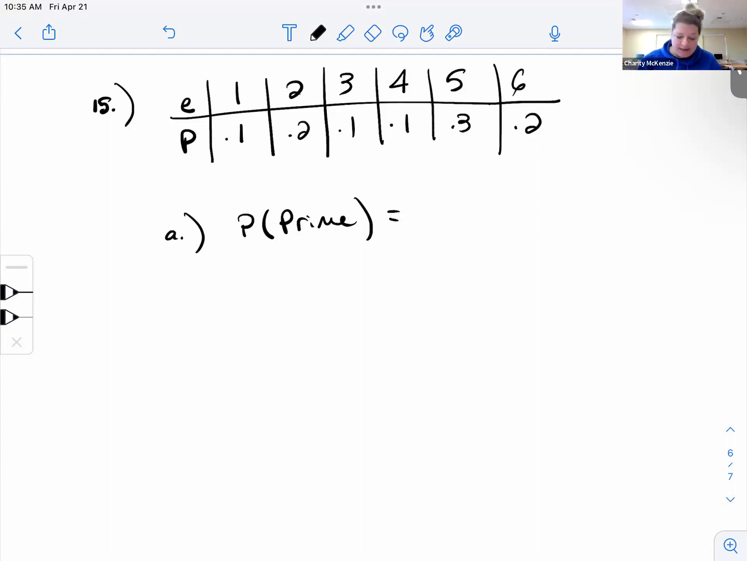Okay, so we would take our primes, right, 2, 3, and 5. Maybe you want to write that. So we got that from the 2, we have a 0.2. From the 3, we have a 0.1. And from the 5, we have a 0.3. So add those 3 up and I get 0.6.